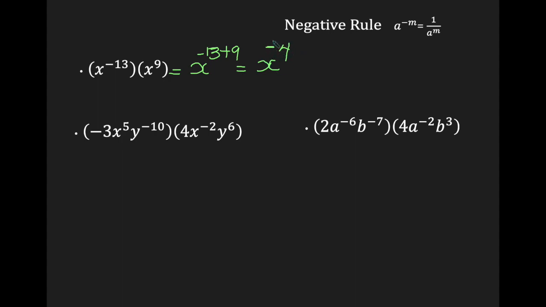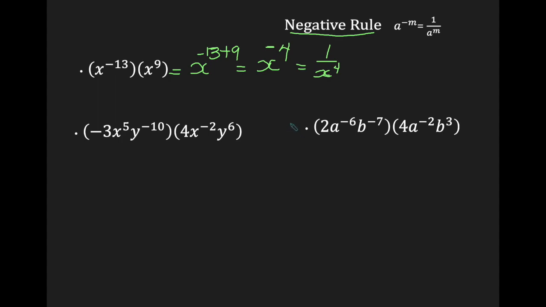Now, you cannot have, well, it's not like you cannot, but in algebra, we do not like negative exponents. So if you have a negative exponent, you need to write it in the positive form. And that's where the negative rule comes in. The negative rule states, if you have a base of a raised to a negative exponent, to write it in the positive form, it is 1 over a raised to the positive exponent. You're basically writing the reciprocal. So my answer here would be 1 over x, and my exponent is now a positive 4.